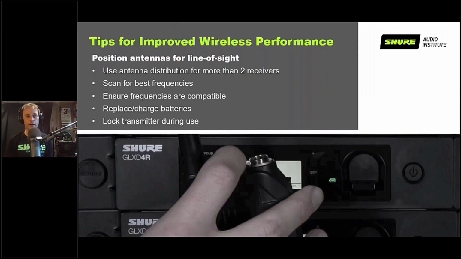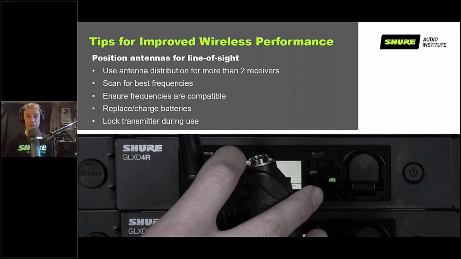Our tips for improved wireless microphone operation. Whenever you're using more than 2 receivers, sorry, I skipped the first one, position antennas for best line of sight. That's really, really critical. You want to have your antennas in the same room up high so that you can see them. You don't want to have 300 or 400 or 1,000 bodies in between you and the antennas. So get those antennas up in the air, get them line of sight.